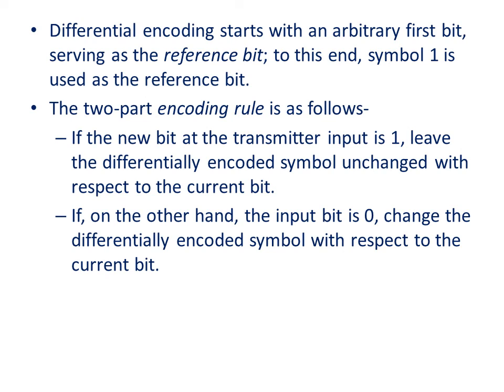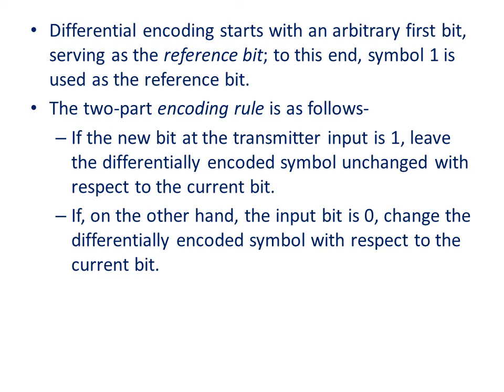The differential encoding starts with an arbitrary first bit serving as the reference bit. That means in this encoding operation, one reference bit is considered and usually it will be 1. To this end, symbol 1 is used as the reference bit. Generation of the differentially encoded sequence then proceeds in accordance with the two-part encoding rule. The two-part encoding rule is given here. If the new bit at the transmitter input is 1, leave the differentially encoded symbol unchanged with respect to the current bit. This is the first rule.